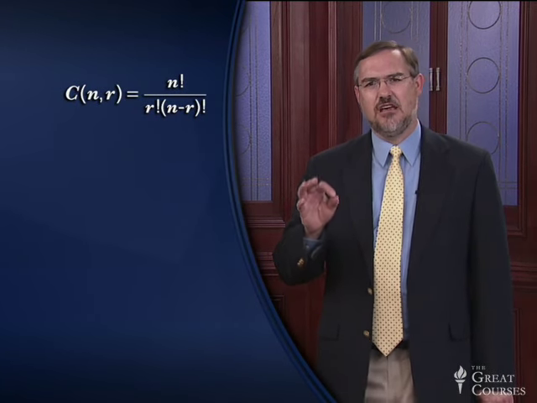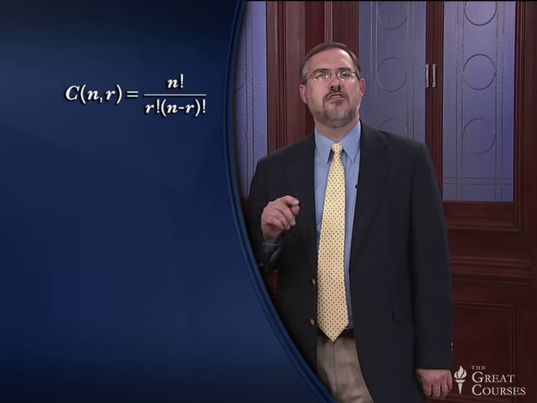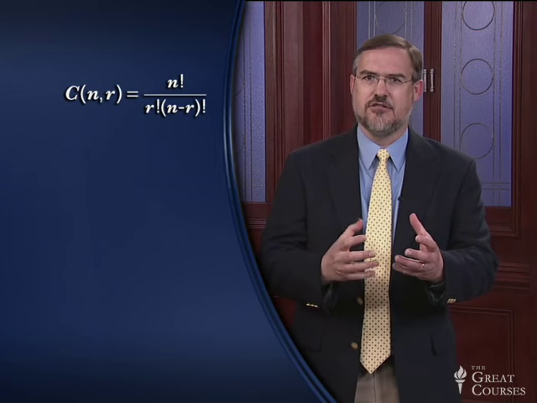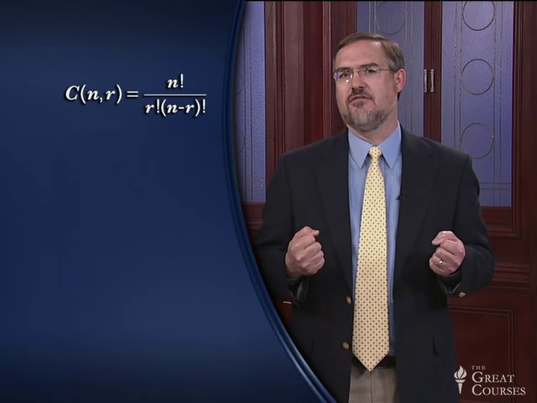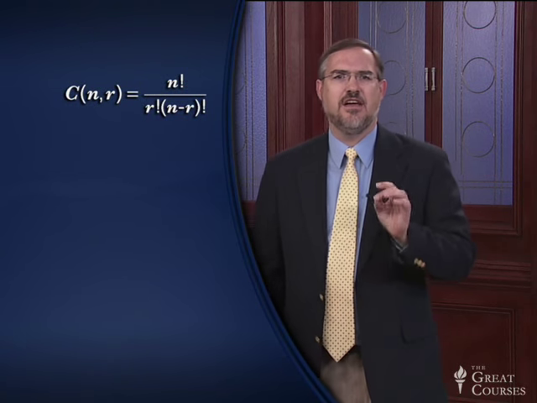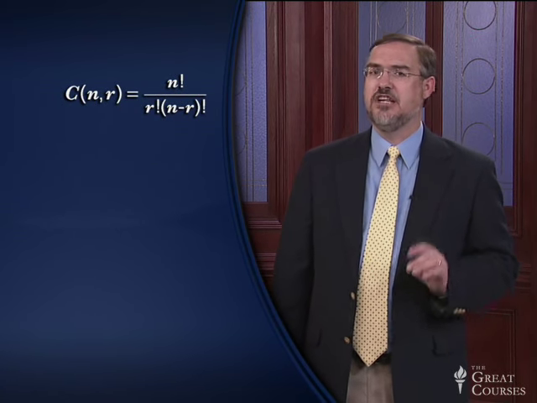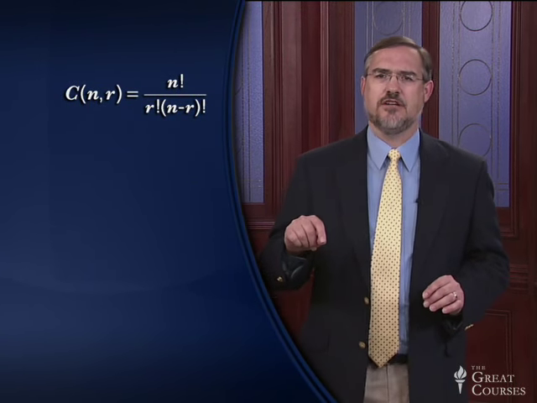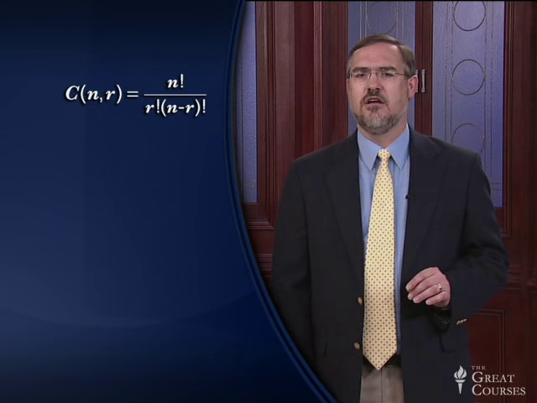Let C of n, r be the number of combinations that we can build using r letters taken out of a set of n letters or n items. Then C of n, r is equal to n factorial divided by r factorial times n minus r factorial.